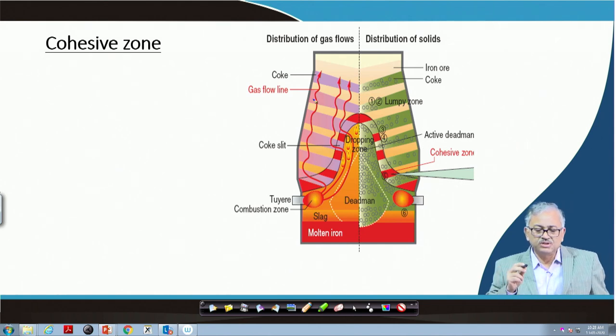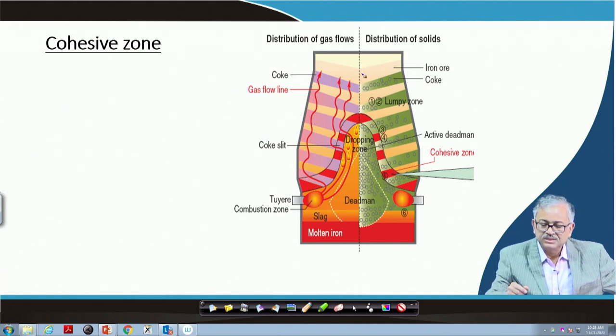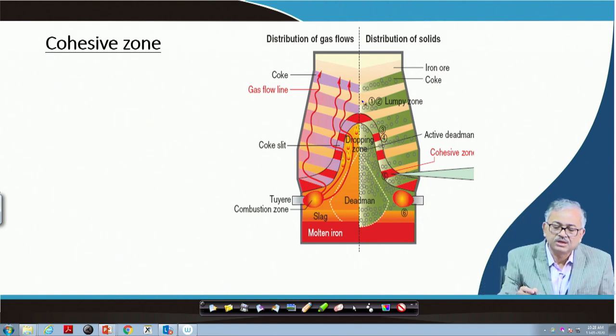First of all, if you want to understand this, let us understand a little bit why the stock profile is like this. Towards the center, the resistance to flow is less compared to the resistance across the periphery because of friction. Because of friction, the charge won't be able to come down as fast as it could across the center region. So the center region charge will move faster compared to the periphery. As a result, the stock line will be like this. It is called a V type of stock line, V stock line, right?